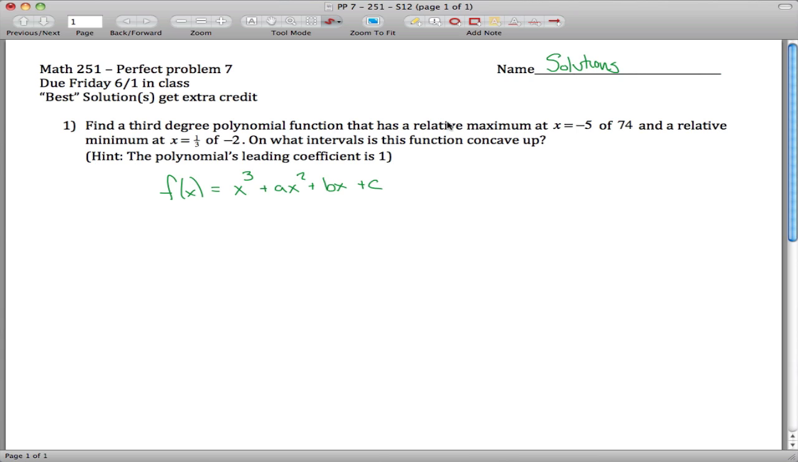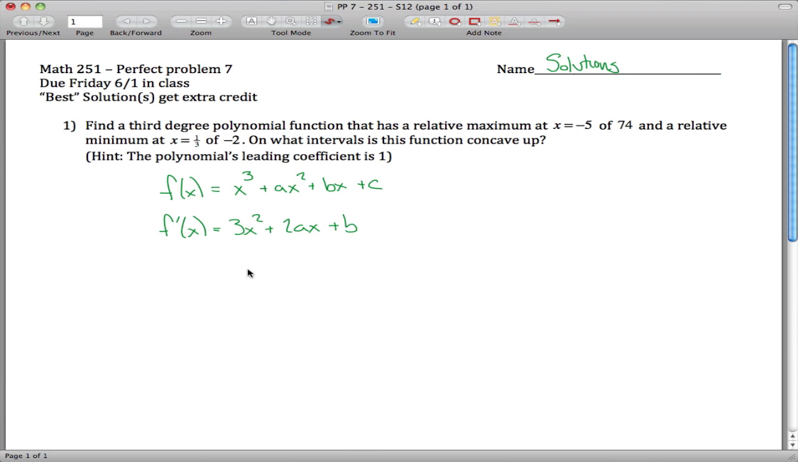And we know that this function has a relative maximum at x equals -5 and a minimum at x equals 1/3. That's key right there. It's giving us information about the critical values, the relative maximum and minimum. So what we want to do is figure out what is f prime of x. Let's see, f prime of x in this case would be 3x squared plus 2ax plus b.